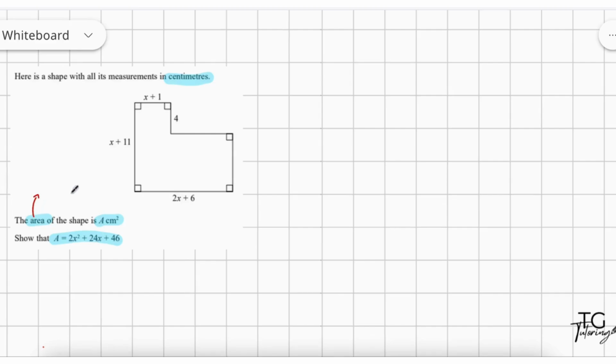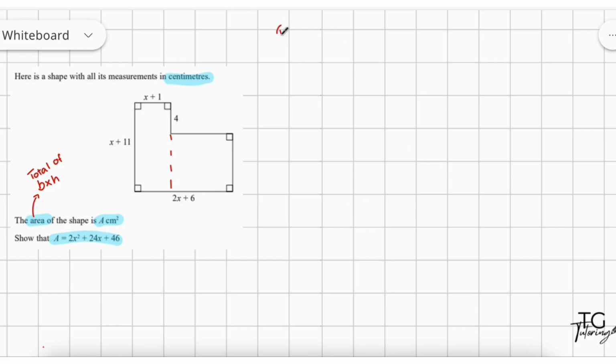Please make sure you do not do perimeter. This is a rectilinear shape. It's made up of rectangles, so I would do base times height, and then I would add them up basically. So it's the total of base times height for each rectangle. So I will do exactly that. I will split this shape into two rectangles. I'm splitting it this way. You might split it a different way.